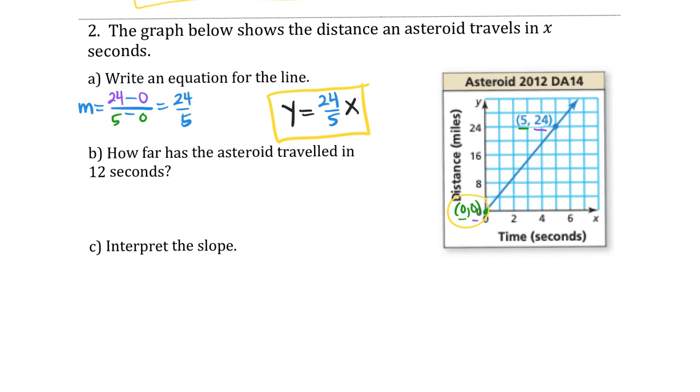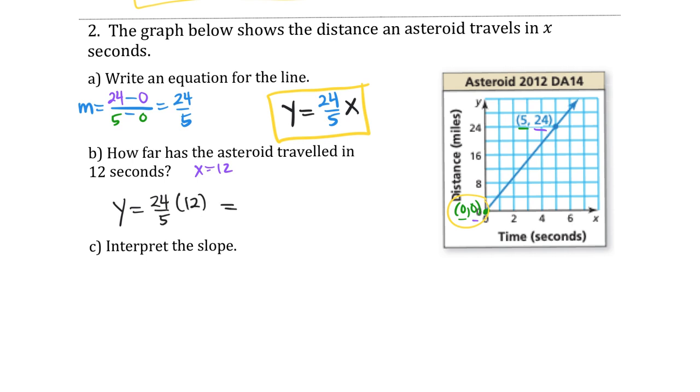Let's go to B. It says, how far has the asteroid traveled in 12 seconds? Okay, I can see the seconds are on the x-axis. So this is when x is 12. Now this graph also does not go all the way until 12 seconds, so I cannot get the information from the graph, so I am going to get it from the equation. So y equals 24 over 5 times 12.